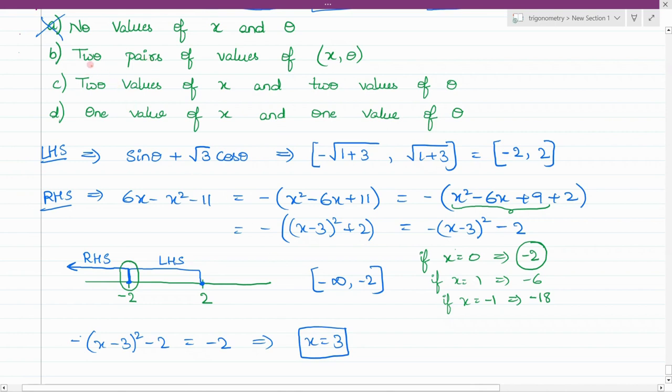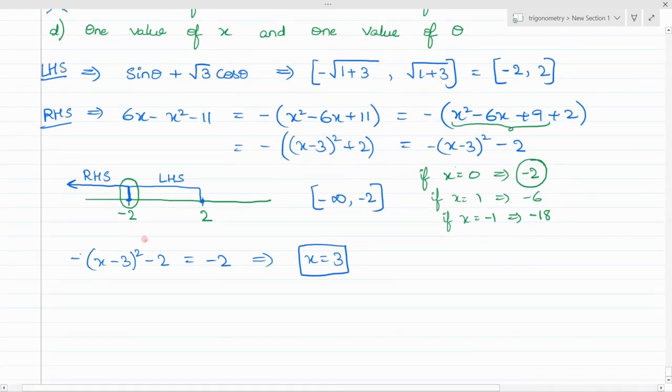If you see the next option, which is two pairs of values of x comma theta, till now we didn't find the theta, so we can't judge this option. Next, it's two values of x, which is wrong. So either the answer might be B or D. So let's solve for theta now.